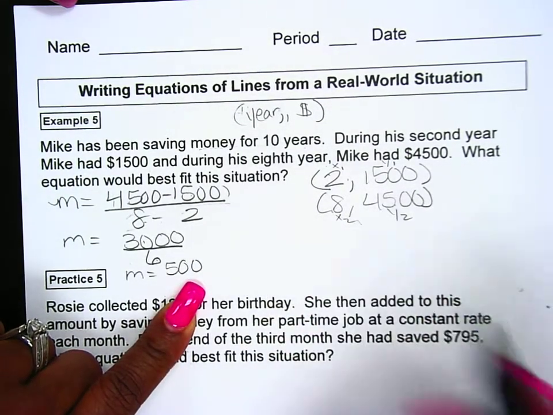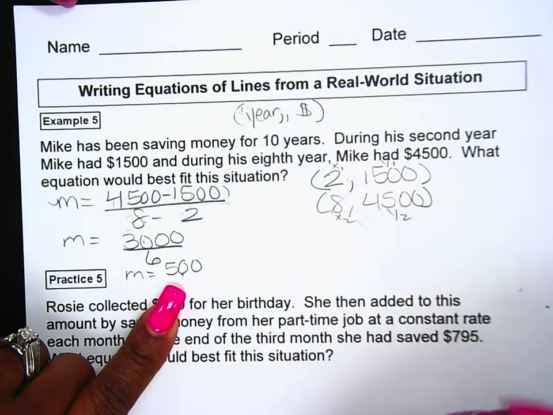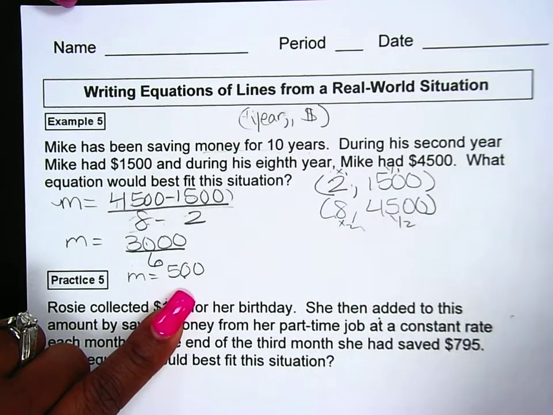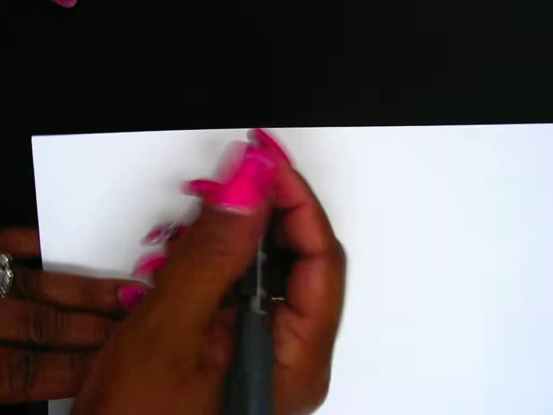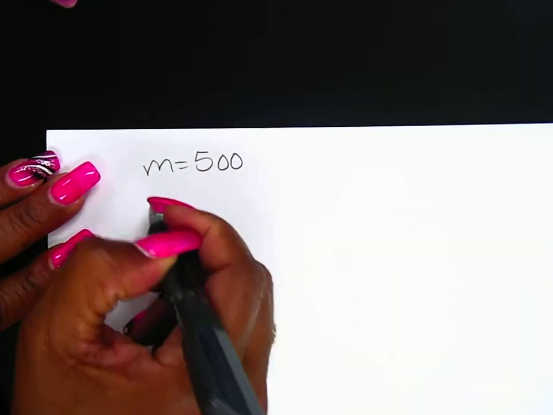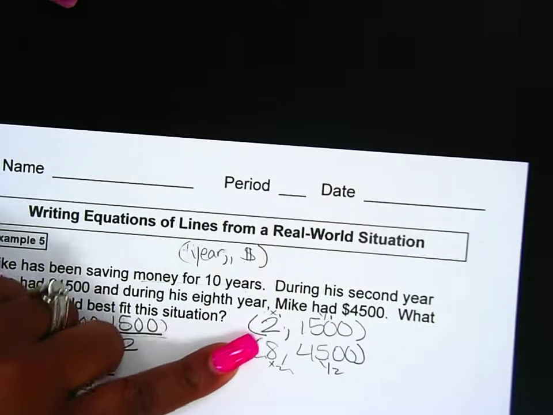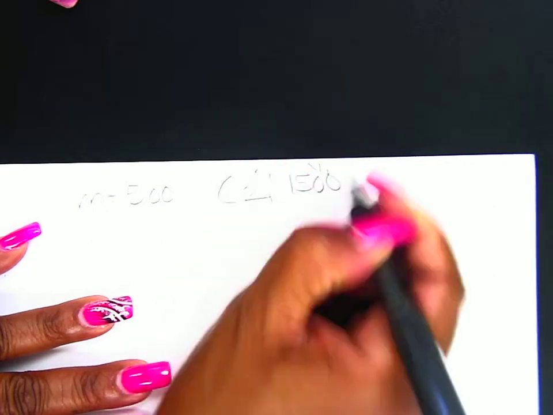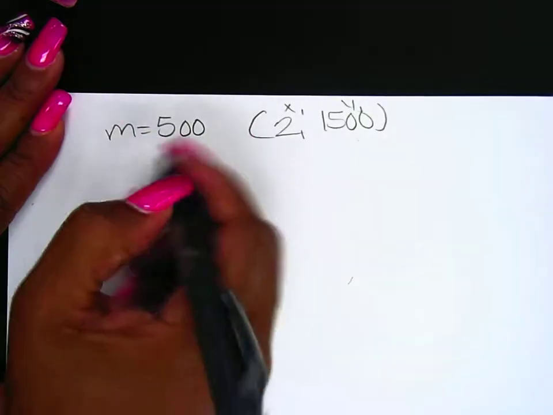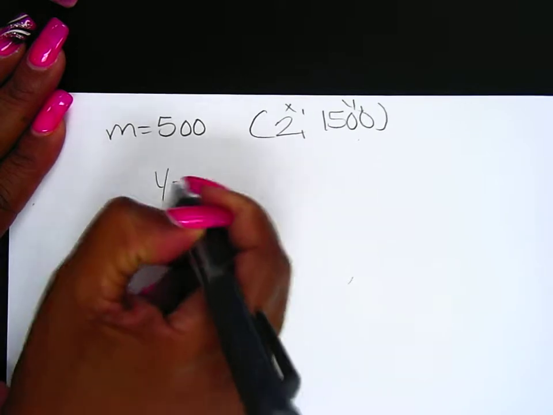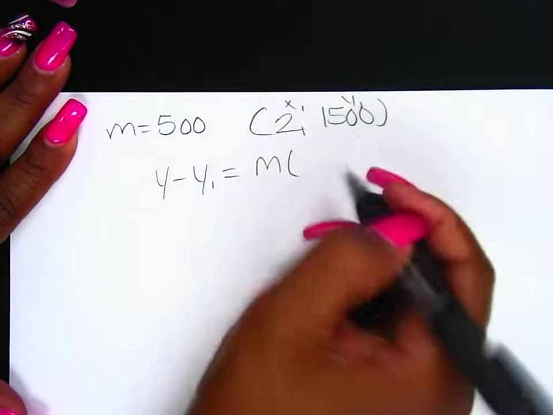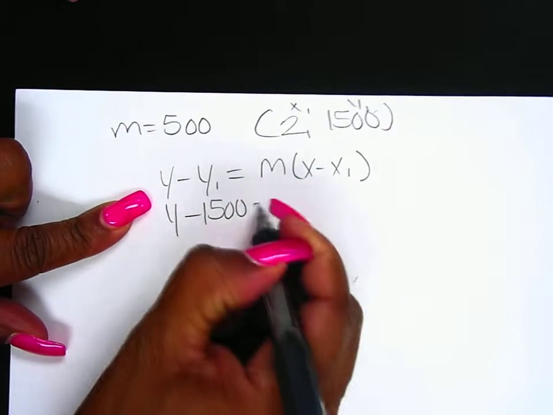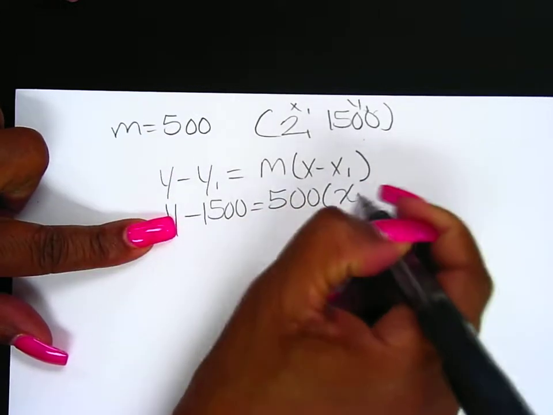Okay, so now I got a slope and a point. So let's use the point slope formula. You may want to write it on the back or in your journal. Actually, you should do that. So the slope is 500, and the point that I'm going to use is 2 and 1500. X, Y. We're going to say that y minus y1 equals m times x minus x1. The y1 is 1500, the slope is 500, x minus 2.